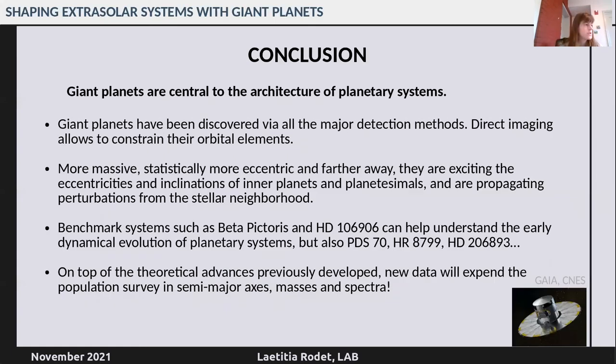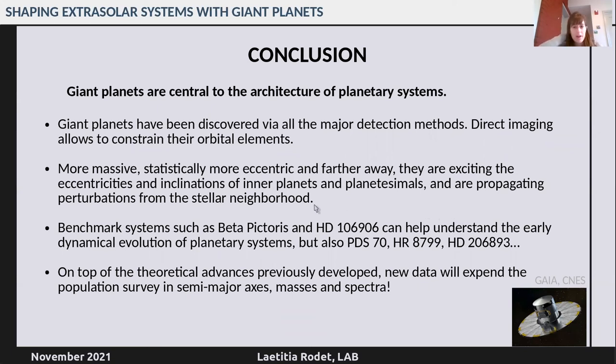Okay, so as a conclusion, I hope I convinced you that giant planets are very important to the architecture of planetary systems. It is convenient because they can be discovered via basically all the major detection methods. Due to their mass and the fact that they are statistically more eccentric, they have a non-negligible influence on the dynamics of every part of the planetary system. And also because cold Jupiters can propagate the perturbation from the stellar neighborhood, and in particular, the perturbation of stellar flybys.